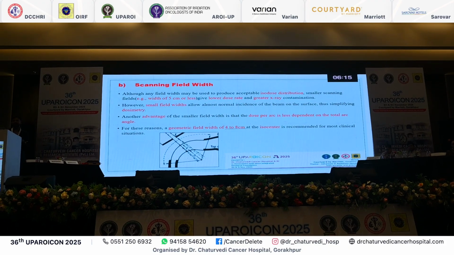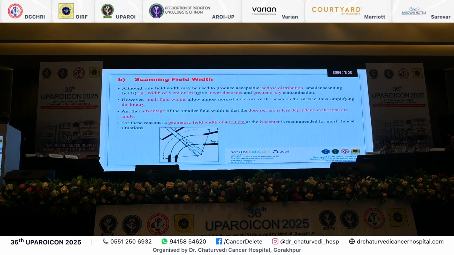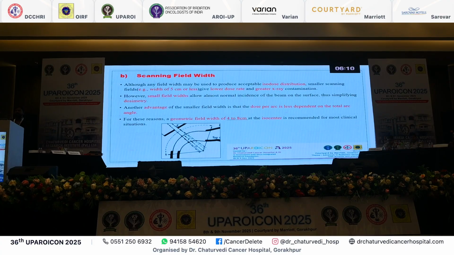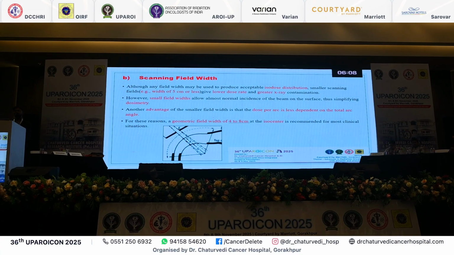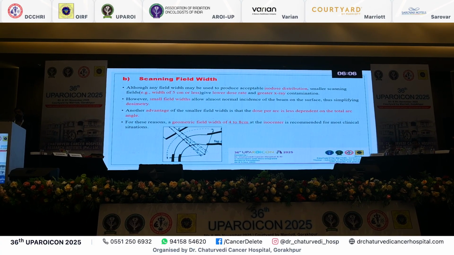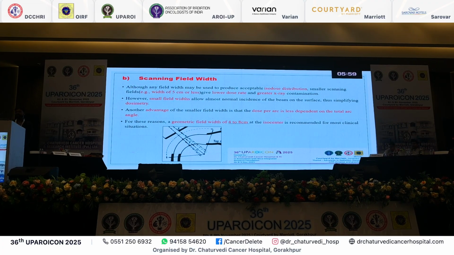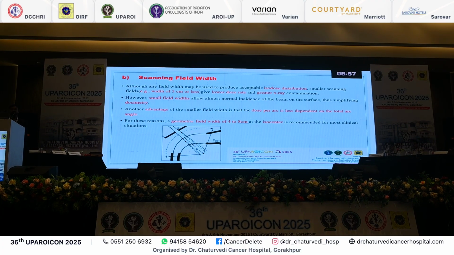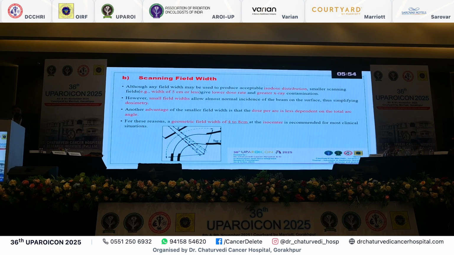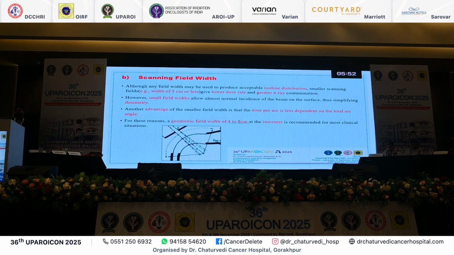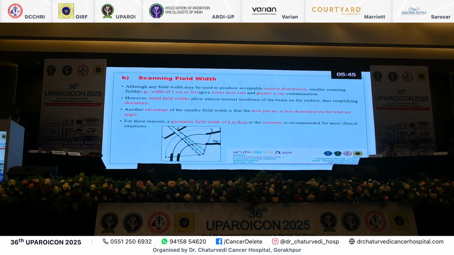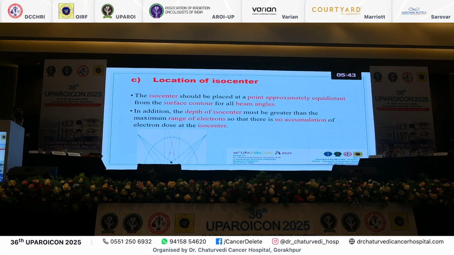Scanning field width. Although any field width may be used to produce acceptable isodose distribution, a smaller scanning field width of 5 cm or less has lower dose rate and greater X-ray contamination. However, small fields allow almost normal incidence of the beam on the surface, thus simplifying dosimetry. Another advantage of the smaller field width is that dose per arc is less dependent on the total arc angle. For these reasons, a geometric field width of 4 to 8 cm at the isocenter is recommended for most clinical situations.